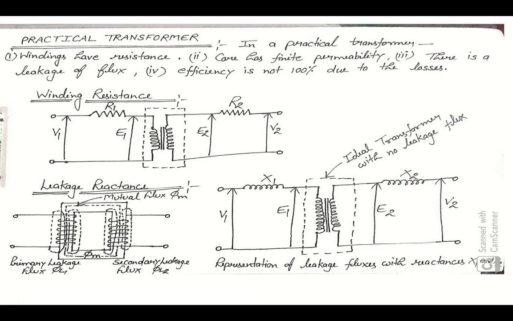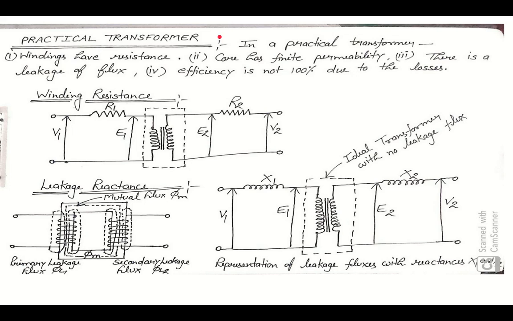In the previous lecture we had discussed a transformer on no load. A transformer is said to be on no load when the secondary is open circuited, that is, when the secondary current is zero. In this lecture we are discussing the practical transformer. So first of all, what is a practical transformer?